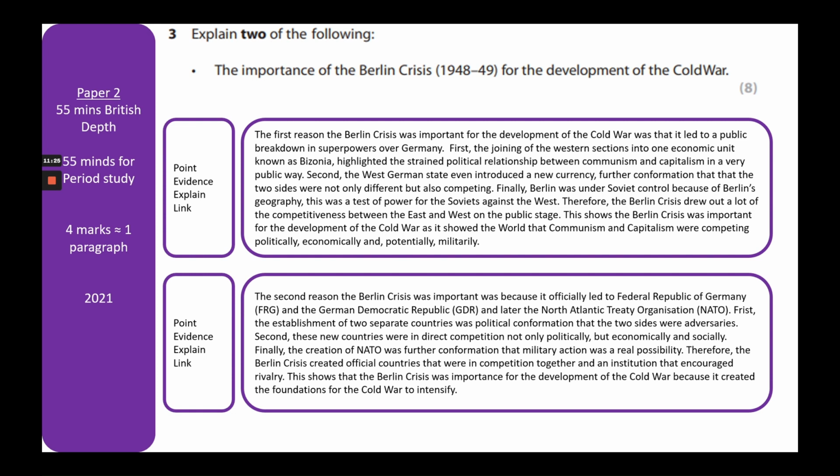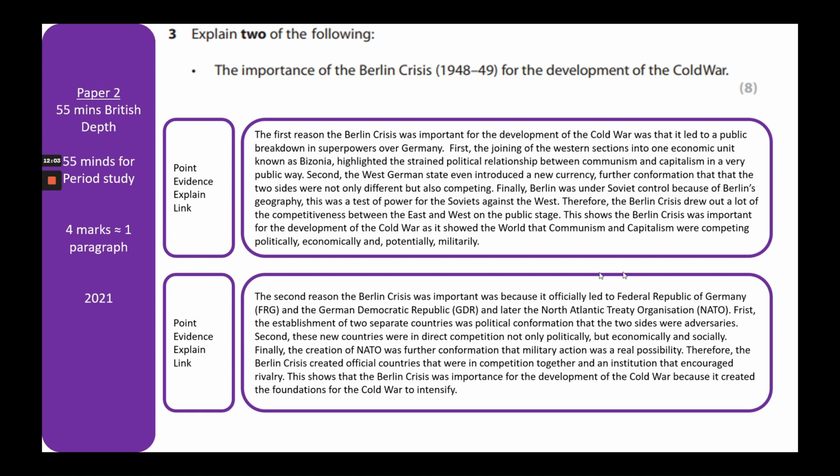So the second reason the Berlin crisis was important is because it led officially to the Federal Republic of Germany, the German Democratic Republic, and later the North Atlantic Treaty Organization, NATO. First, the establishment of two separate countries was political confirmation that the two sides were adversaries, they weren't friends. Second, these new countries were in direct competition not only politically and economically, but socially. Finally, the creation of NATO was further confirmation that military action was a real possibility.